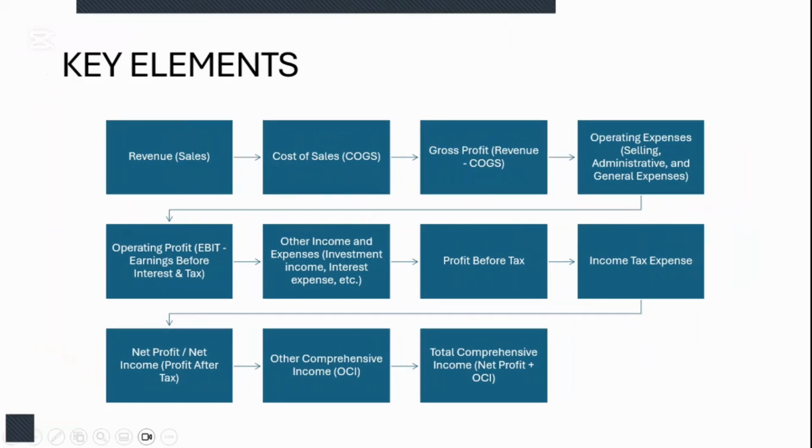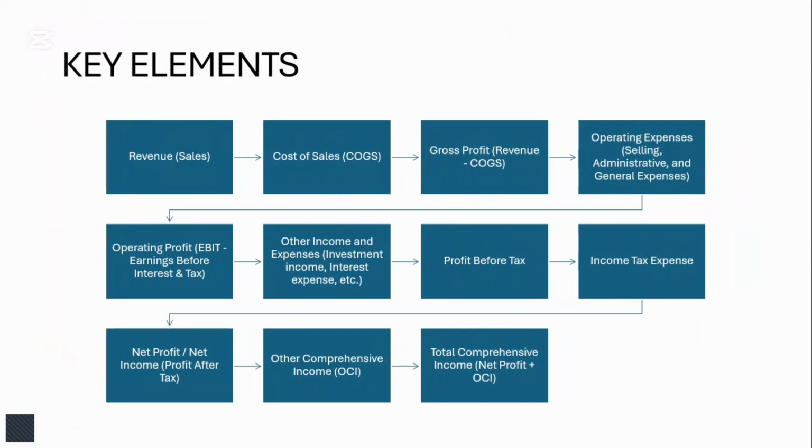In the elements, we will see the flow of how the statement of comprehensive income should be done. The first part you would see is your revenue. From that, you take away your cost of sales in order to get your gross profit. Your gross profit is just the difference between revenue and the cost of the item you are selling. That might be the cost of purchasing to resell, or the cost of making in order to sell.